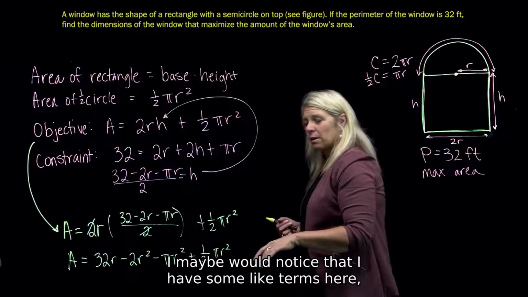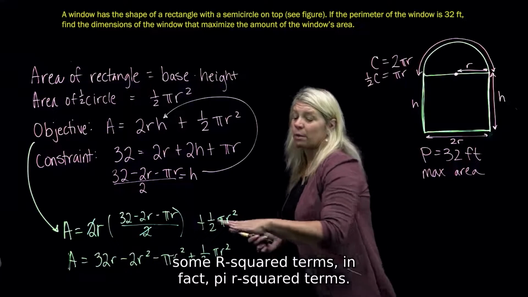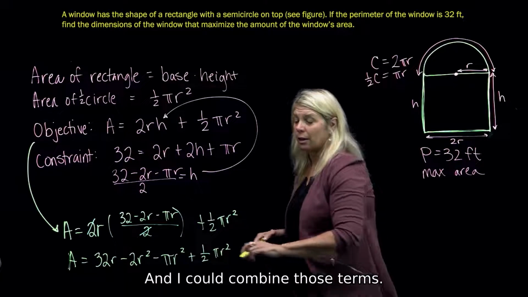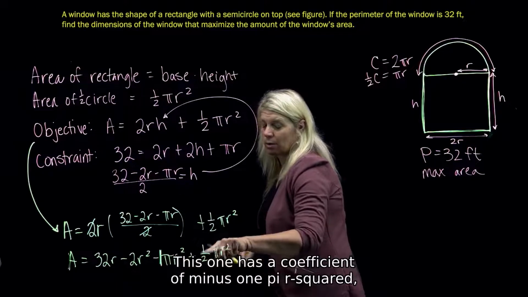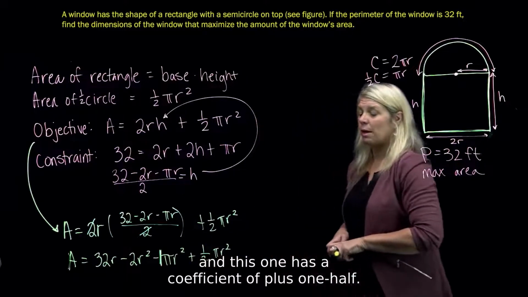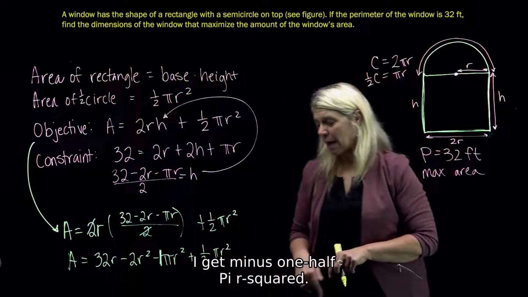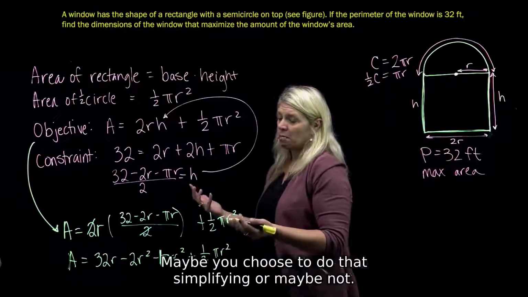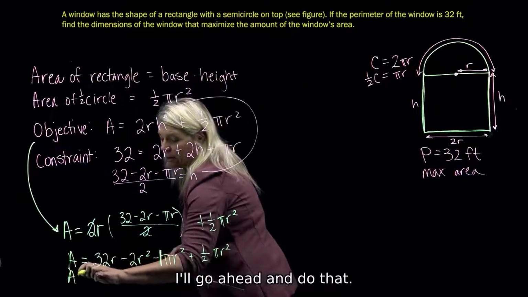I maybe would notice that I have some like terms here, some r squared terms, in fact pi r squared terms, and I could combine those terms. This one has a coefficient of -1 pi r squared, and this one has a coefficient of +1/2. So if I add -1 plus 1/2, I get -1/2 pi r squared. Maybe you choose to do that simplifying, or maybe not. I'll go ahead and do that.